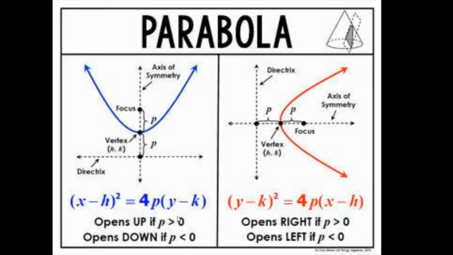So, kung positive yung value ng p natin, it goes up. And then, kung negative yung value ng p natin, it goes down. Ganun din dito. So, kung ang value ng p natin is positive, it goes to the right. And then, kung negative, it goes to the left. So, madali lang naman yung tandaan. Pag x minus h yung naka-squared, up and down, then kapag y minus k naka-squared, sideways, right or left.